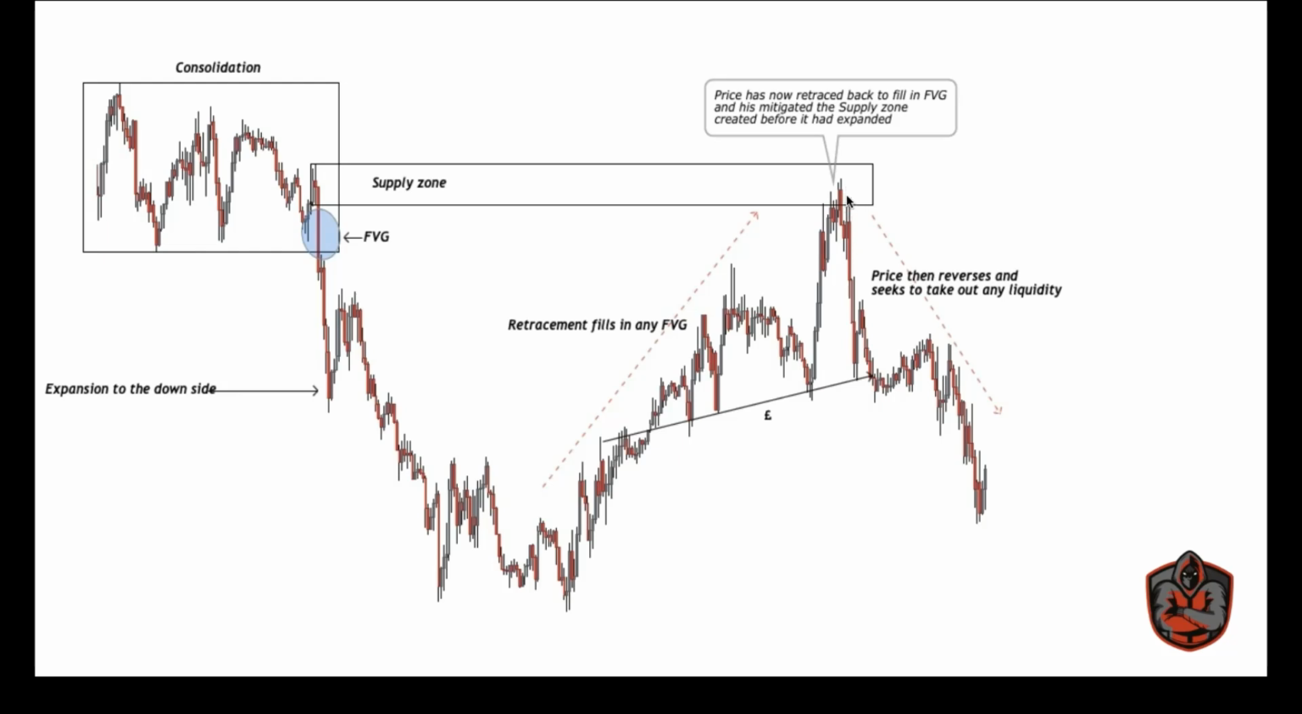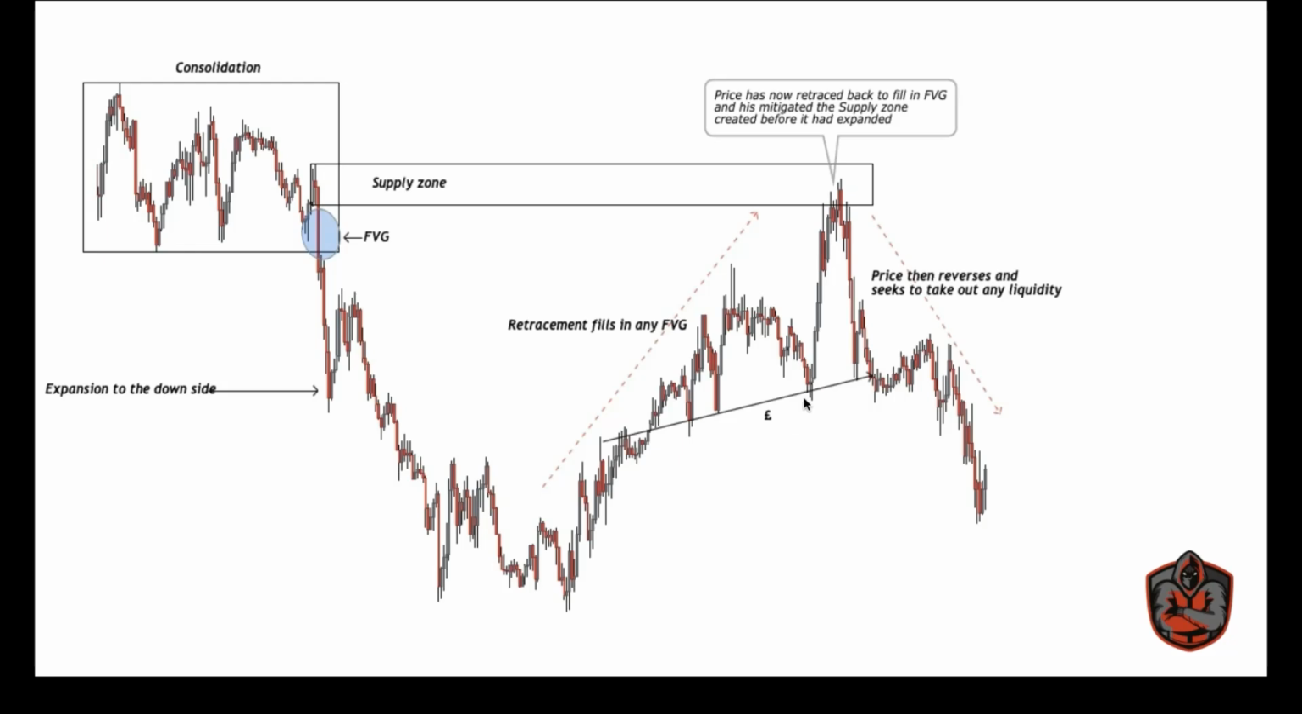And what's the aim for the reversal? To seek for any liquidity. And what can we identify right here? A trend line. And again, from a retail point of view, they would have bought off this trend line. They would have been in profit, and what do institutions do? Boom, sell price down to take out any stop losses at this trend line.